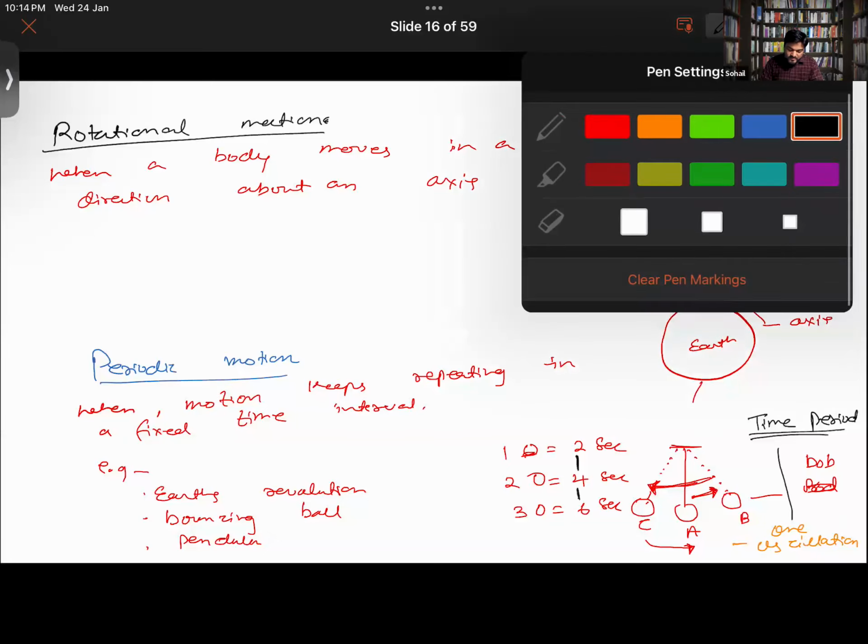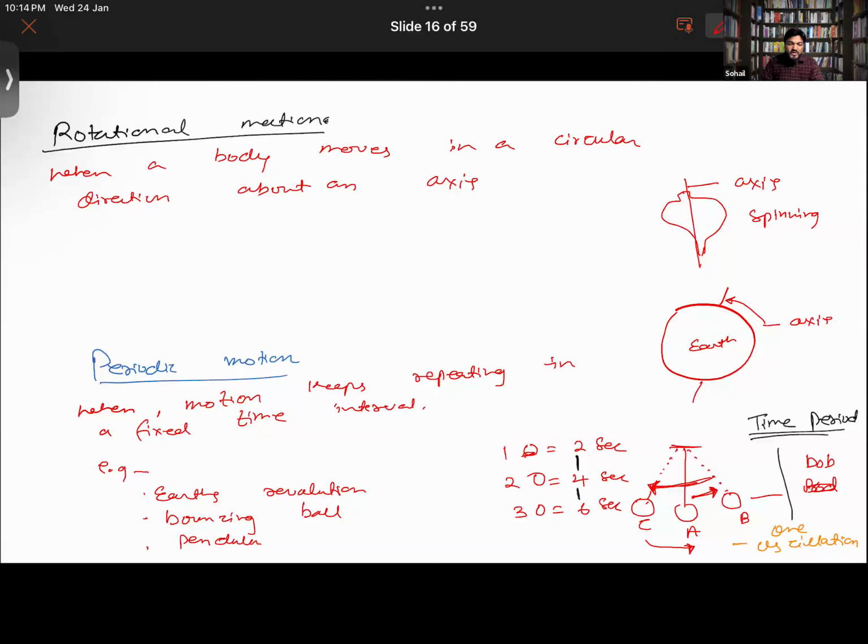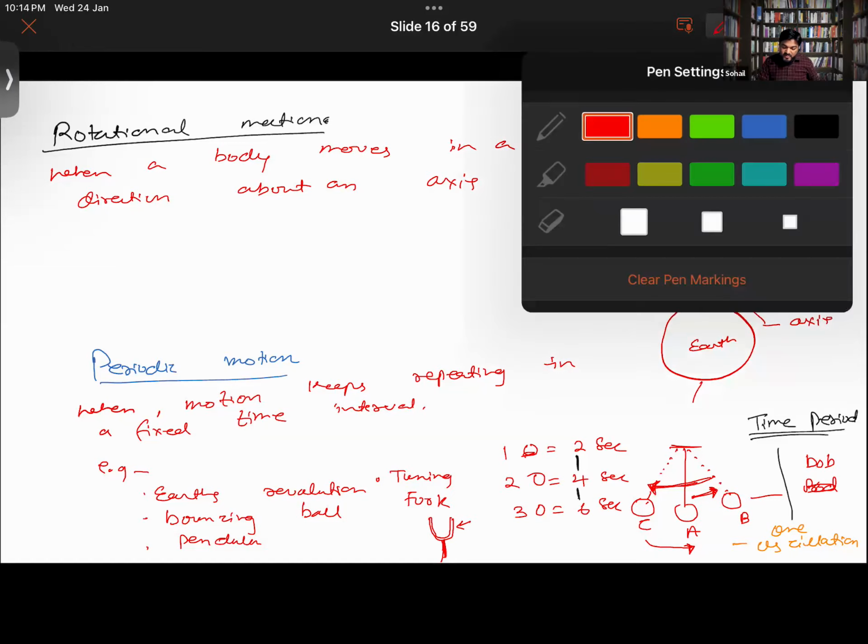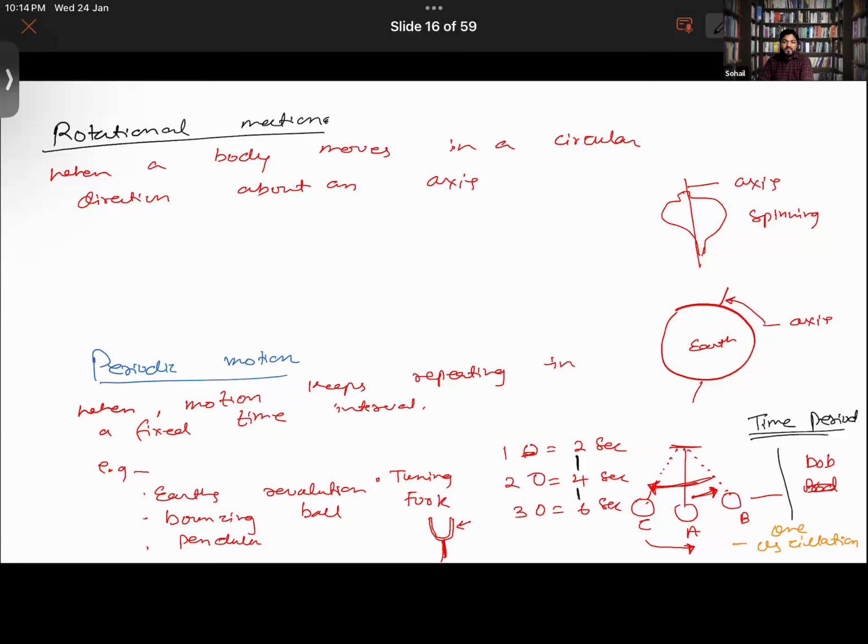We have some other examples of periodic motion also. Like you can count the example of a tuning fork also. Have you seen a tuning fork? A tuning fork is basically a metal structure like this. You hit one end of it, and it will vibrate at a very high speed. So these are some examples of it. By the way, we forgot one. You know the motion of a spring. Motion of a spring is also an example of periodic motion.